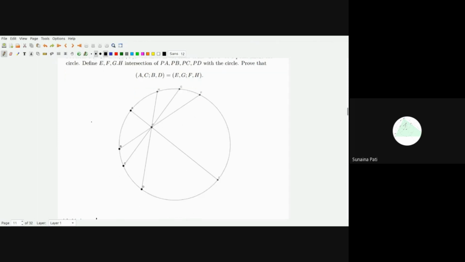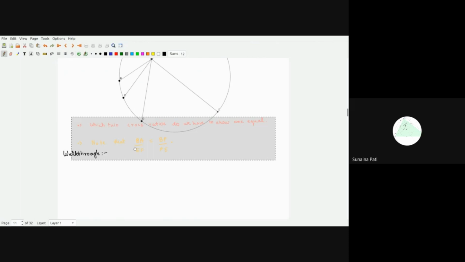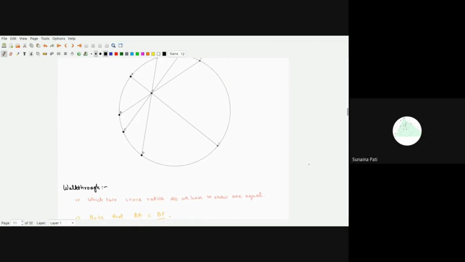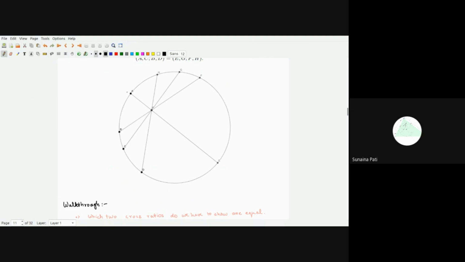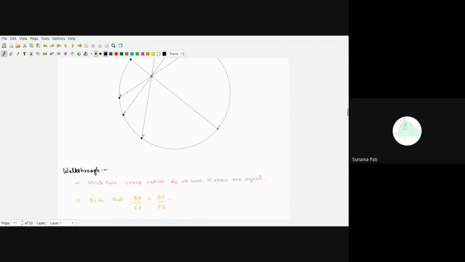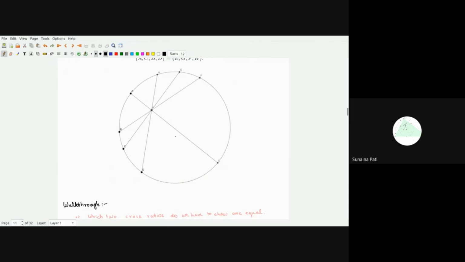Anyways, time for me to add the first two parts of the walkthrough. Which two cross ratios do we have to show are equal? Obviously, ACBD and EGFH. So you just convert them into two fractions getting multiplied. And then this is the major hint. I really don't want to spoil it, but I did spoil it. Note that BA by EF is equal to BP by BE, by similarity, of course.